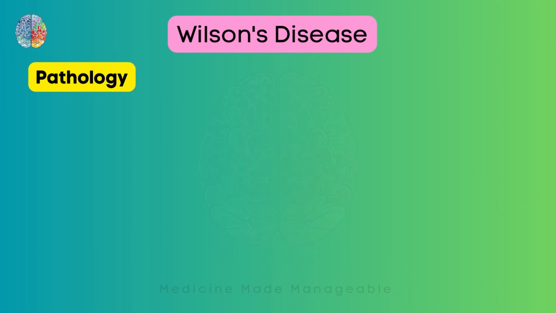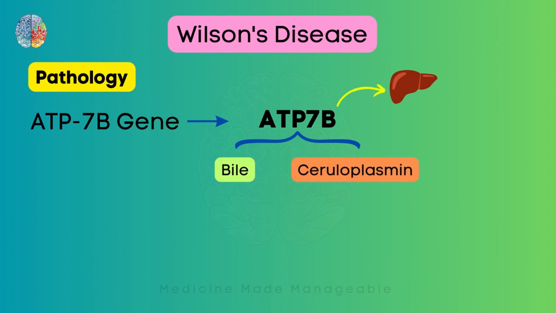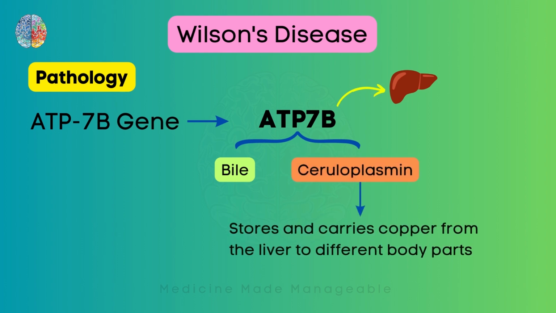Now, what exactly happens in this condition? We have the ATP7B gene, which is responsible for producing the ATP7B protein. ATP7B is a copper transporting ATPase, and this is primarily located in the liver cells. Now this ATP7B has two functions. It helps in incorporating copper into the bile, and it also helps copper to attach to ceruloplasmin. And we just saw ceruloplasmin stores and carries copper from the liver to different body parts.